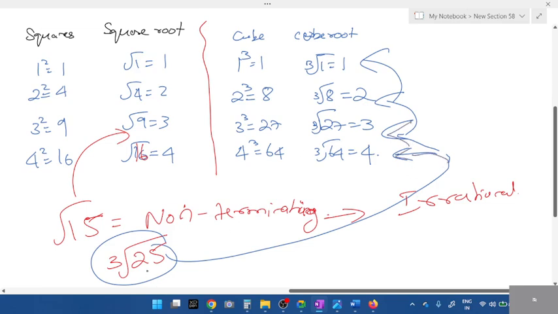Okay. Whichever doesn't fall in this cube root category, this we call an irrational number, students. Irrational. This is irrational. Okay, rational and irrational.